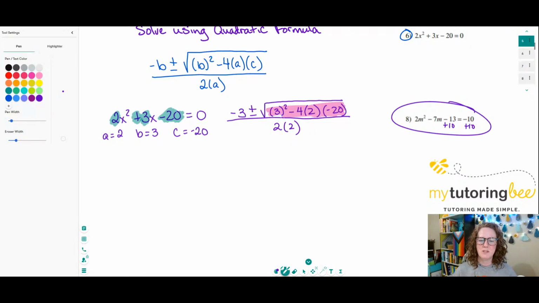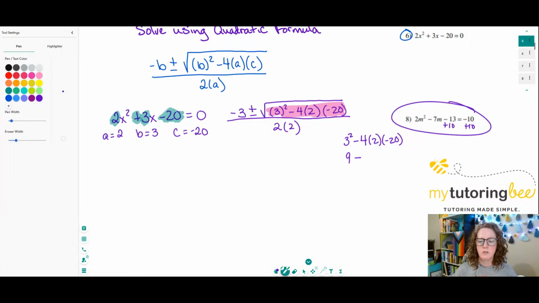So let's go ahead and solve that. I like to rewrite that out to the side. So I'm going to rewrite that here. So we've got 3 squared minus 4 times 2 times negative 20. And again, we want to use order of operations. So exponents first, that gives us 9 minus, and then we can go ahead and do our multiplication.